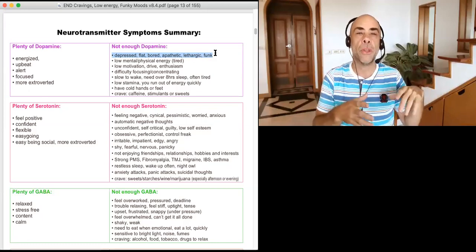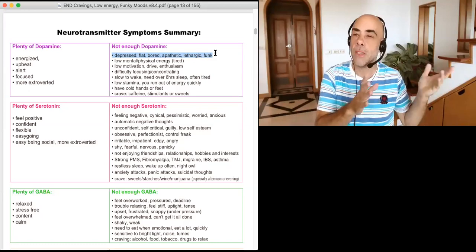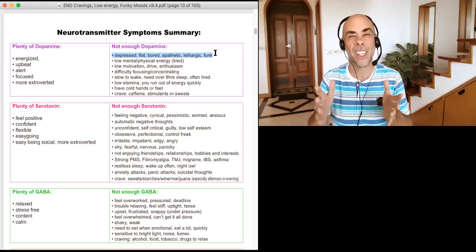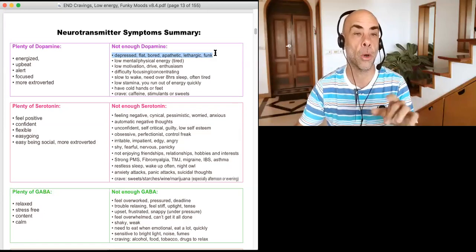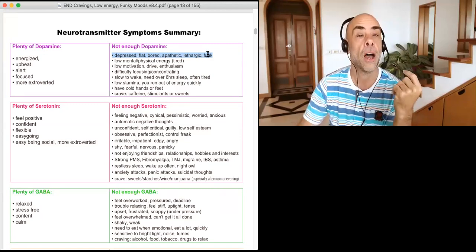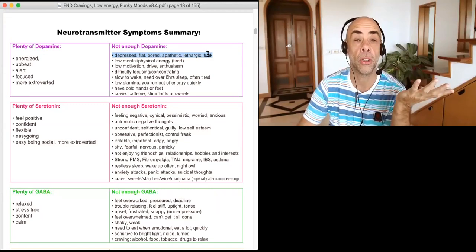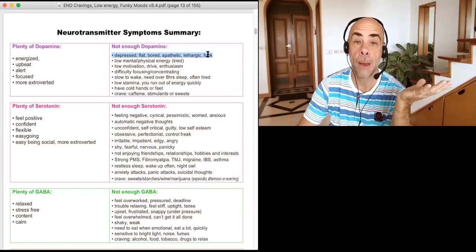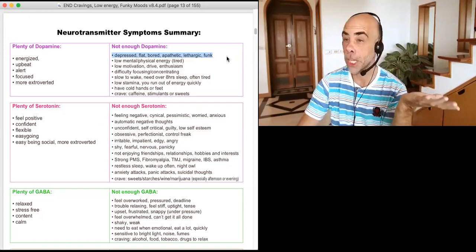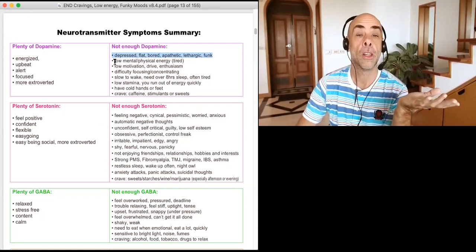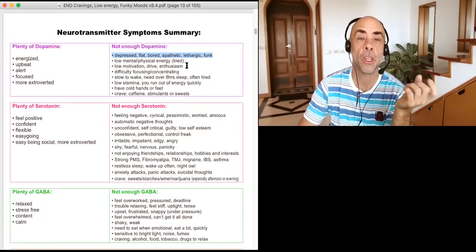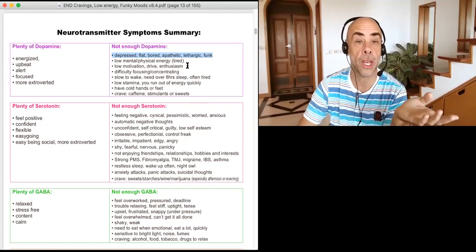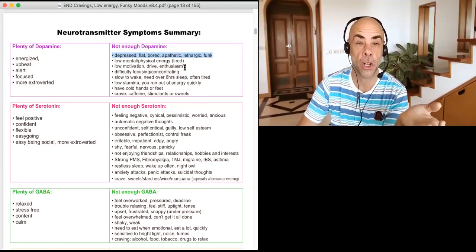If you feel like, nah, I don't really have that, then that's cool. If you feel like, yeah, I have that a little bit, or yeah, I really have that, you want to make note of each one of these areas. So I just have to perceive: do you feel depressed, flat, bored, apathetic, lethargic, or funky? Low mental or physical energy, like you feel tired a lot? Low motivation, low drive, low enthusiasm, difficulty focusing or concentrating.